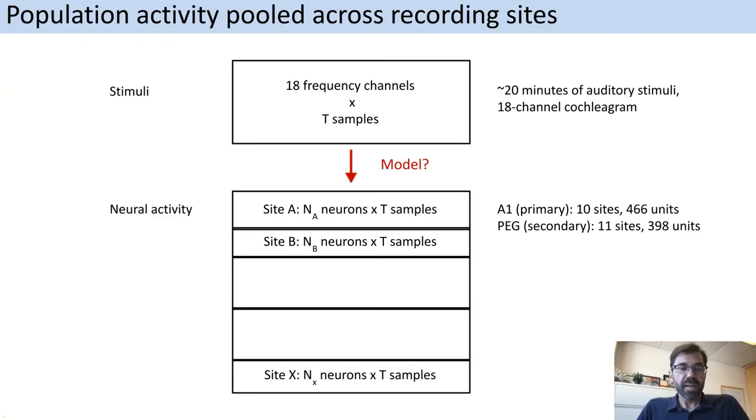So we presented the same stimuli in each experiment, the same large library of natural sounds. And so, as I mentioned, we could record from multiple neurons in one experiment. But then what we could also do is construct a pseudo population by combining the data from all of these experiments into one large data set that merged all of these different recording sites. And again, we had multiple sites from both A1 and the secondary area, PEG.